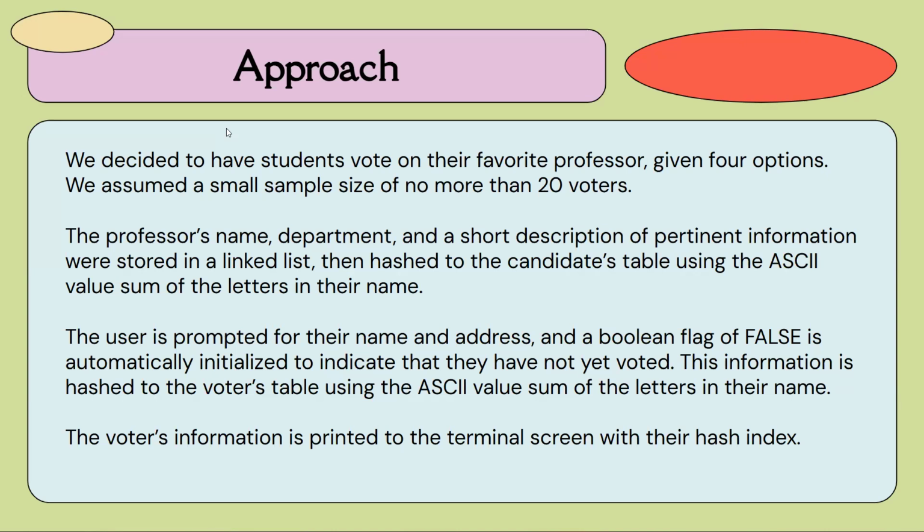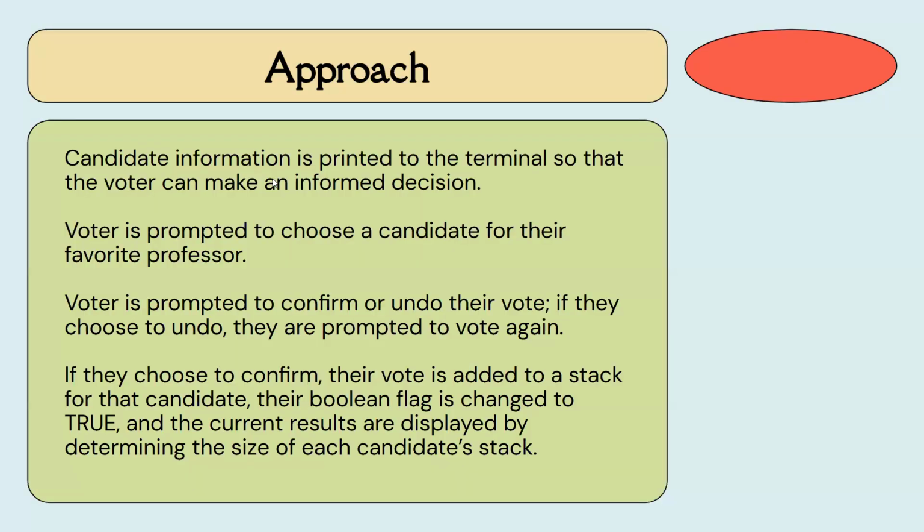The user is prompted for the voter's name and email address, and then a Boolean flag of false is automatically initialized to indicate that the voter has not yet voted. This information is then hashed to the voters table using the ASCII value sum of the letters of the voter's name. And then the information of the voter was printed to the terminal screen along with their hash index. And the candidate's information is then printed to the terminal so the voter can make an informed decision.